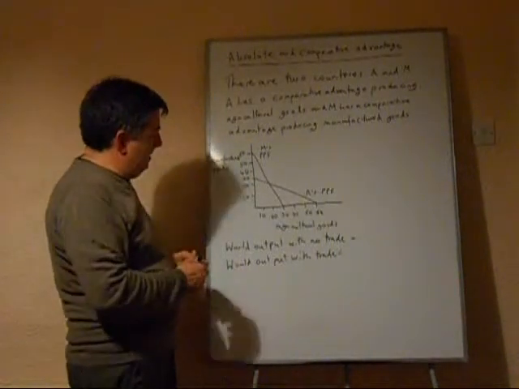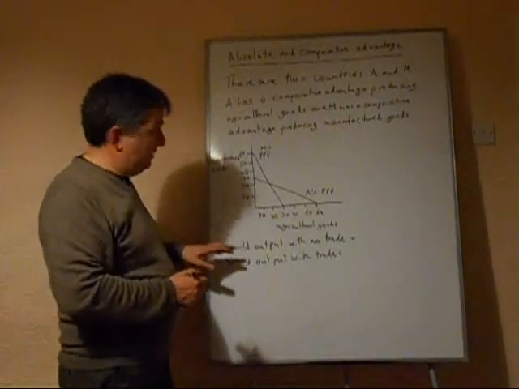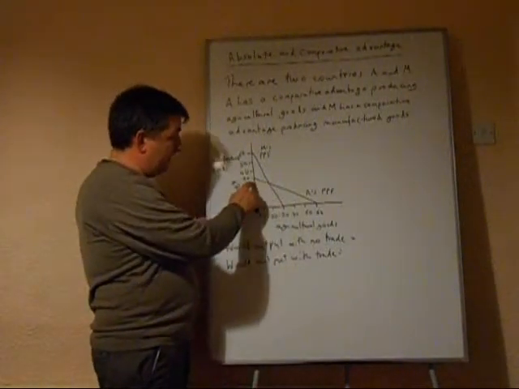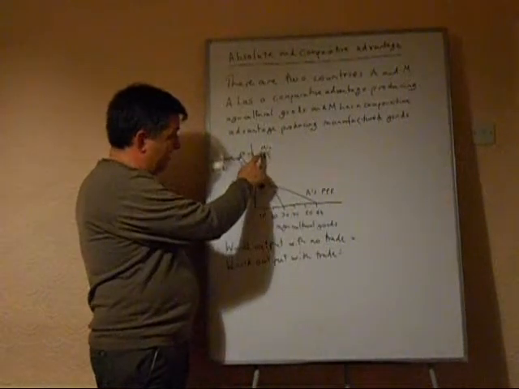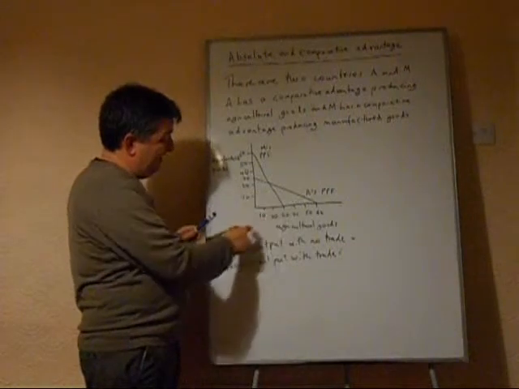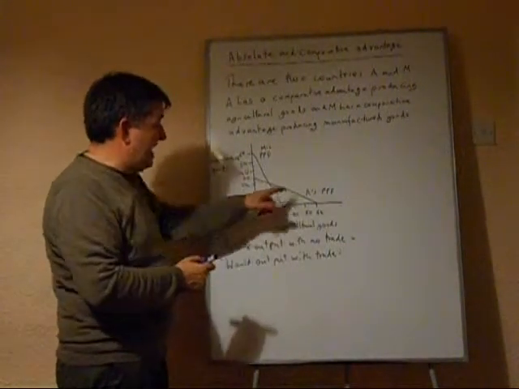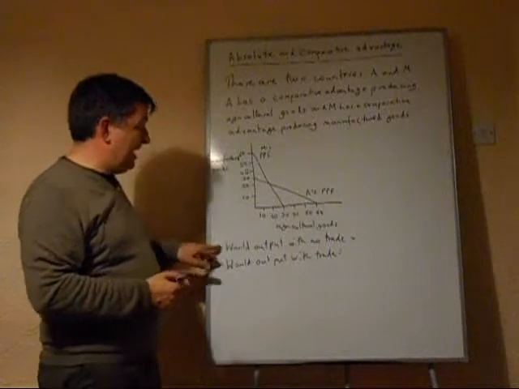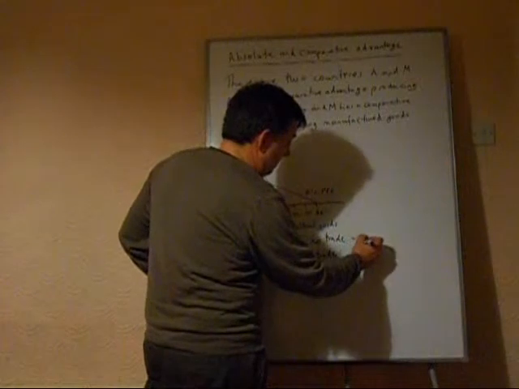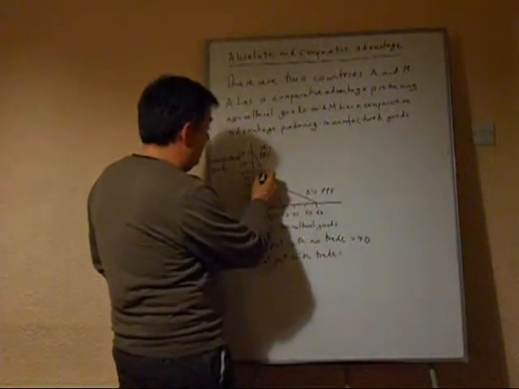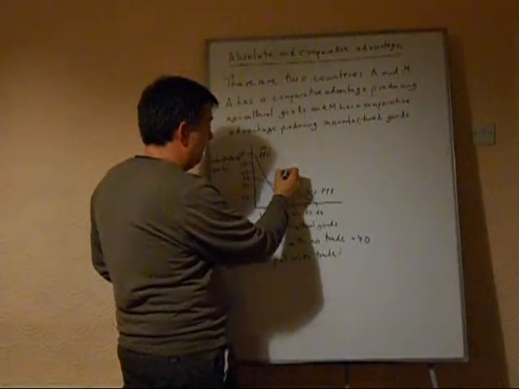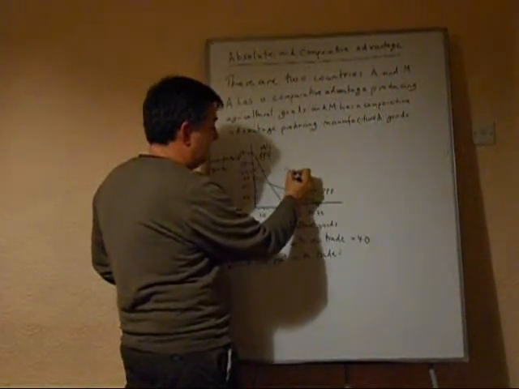Now, if there is no trade, because both countries need some of each, they will end up producing 20 of each. So M will produce 20 manufactured goods and 20 agricultural goods, and A will do the same. So in this case, world output with no trade will be 40. So it will be at this point here. That's with no trade.